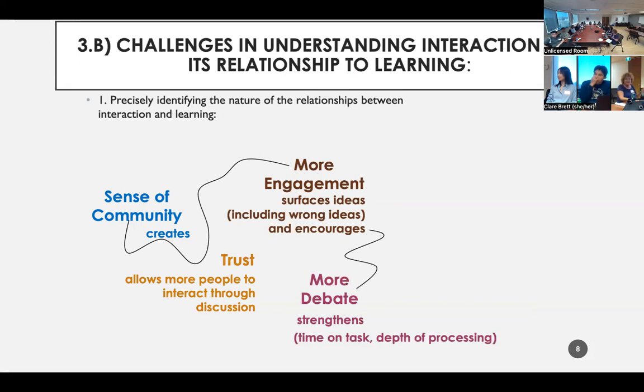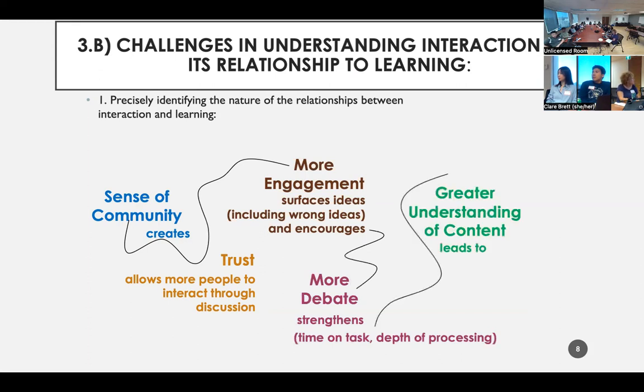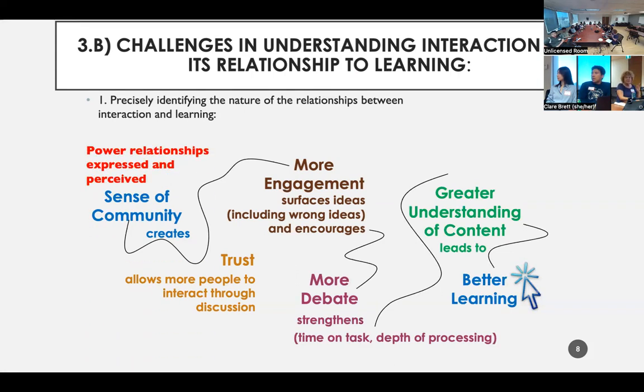And more debate and discussion increases time on task. And the other thing it increases is depth of processing, so you're more likely to remember it and to actually store it. So that gives you a greater understanding of content, which eventually, ideally, should lead to better learning. So that's great, but then there are other things that go on there.